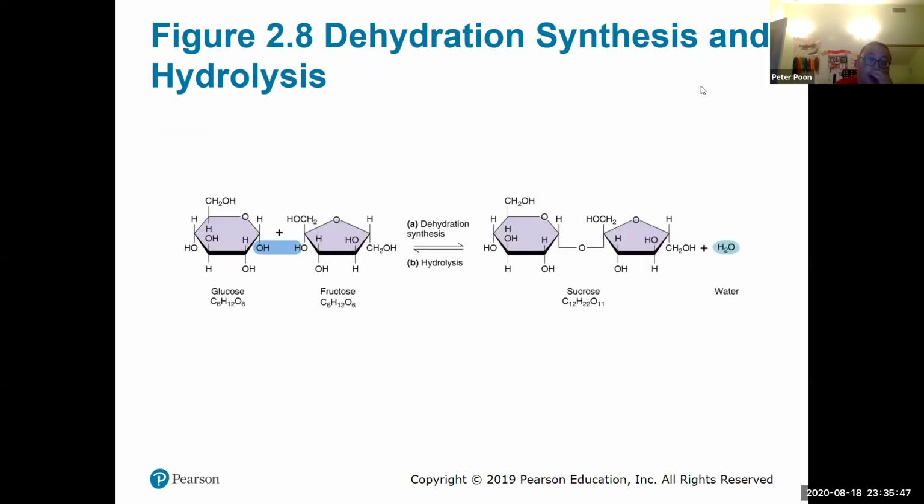So here, this is dehydration synthesis. This opposite way where I'm going from right to left, that is hydrolysis. I'm taking water and I'm using it to break something apart. Hydrolysis.